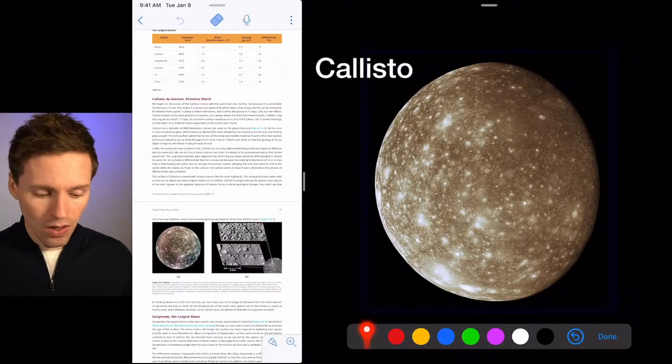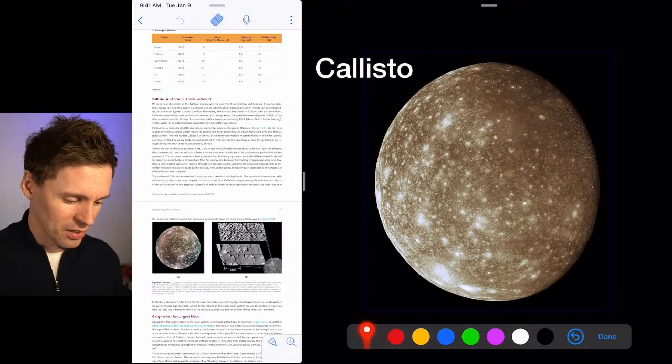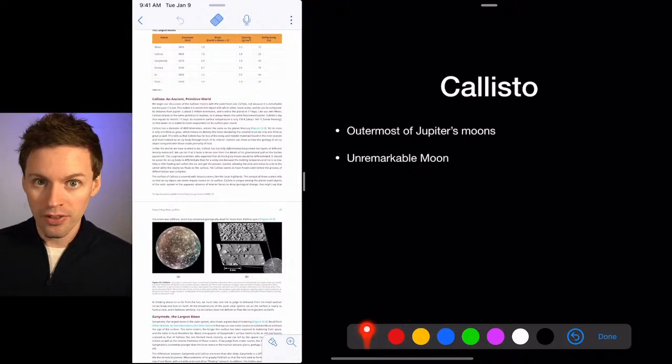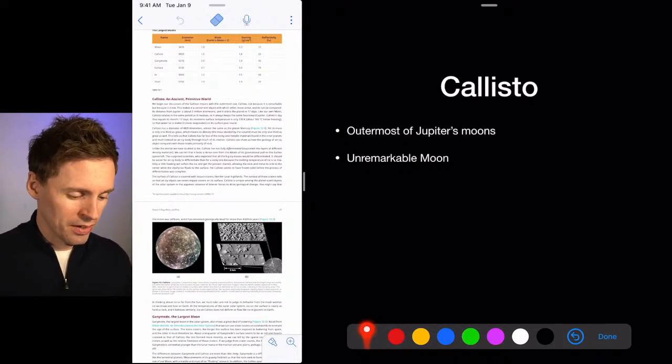Look at Callisto. Look at all those craters on this. So not a lot of activity on Callisto. A lot of craters built up over time. It's the outermost of Jupiter's moons. It's way out there. You can see in the Jupiter lab we do how far away Callisto is.